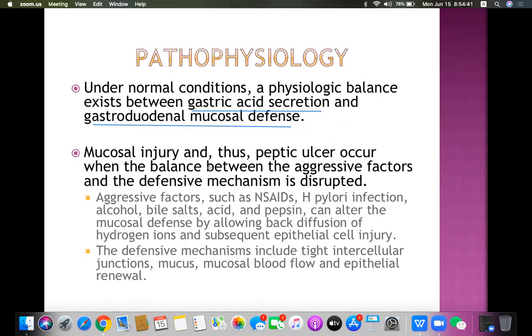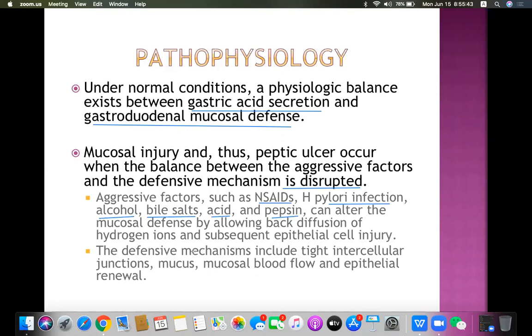Now mucosal injury and the peptic ulcer occur when the balance between the aggressive factors and the defensive mechanisms is disrupted. That's what I told you just now. And these are the aggressive factors like NSAIDs, all those non-steroidal anti-inflammatory drugs: aspirin, diclofenac, ibuprofen, indomethacin, all those different types of drugs. H. pylori infection is considered an aggressive or attacking force. Alcohol consumption, bile salt. You may be wondering how bile salt reaches there. This is because of regurgitation. It can happen after certain types of stomach surgery, and during reconstruction, some of the bile salt may regurgitate up towards the stomach. Acid, hydrochloric acid, and pepsin. These are the major attacking forces which are present there.